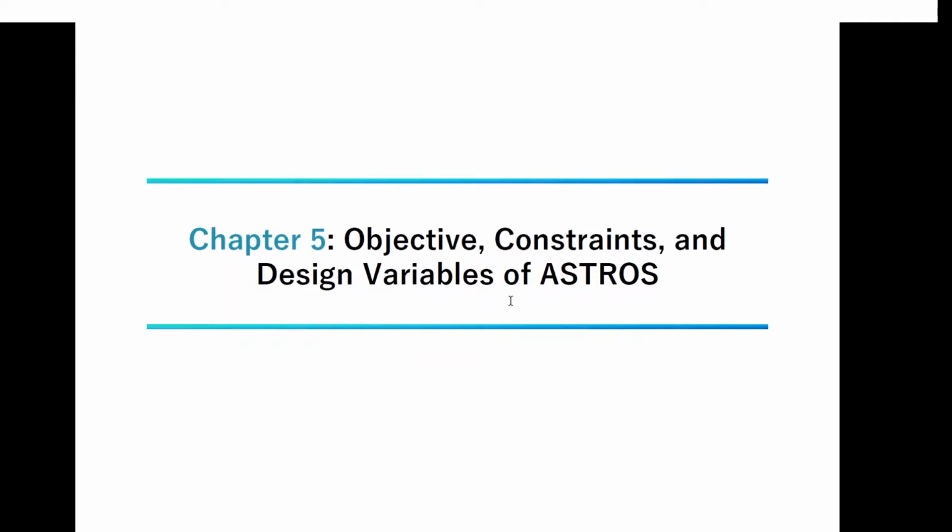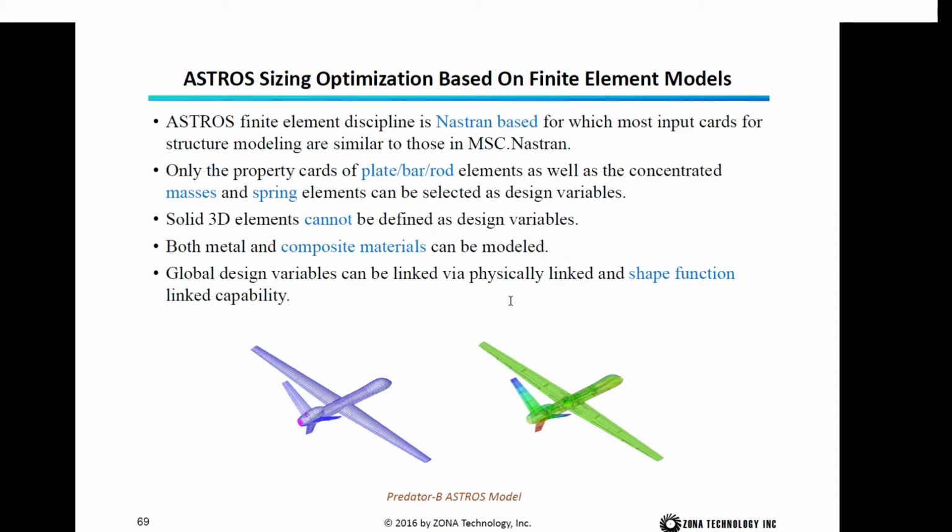Chapter 5, Objective Constraints and the Design Variables of ASTROS. ASTROS finite element discipline is NASTRAN-based, for which most input cards for structural modeling are similar to those in MSC NASTRAN. Only the property cards for plate, bar, rod elements, as well as the concentrated masses and spring elements, can be selected as design variables. The solid 3D element cannot be defined as a design variable.